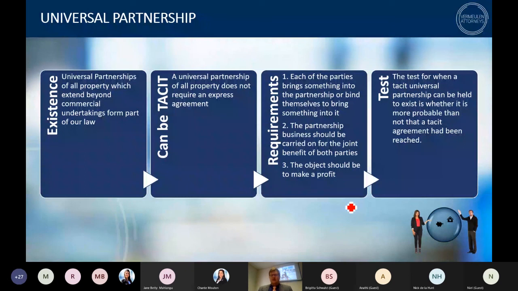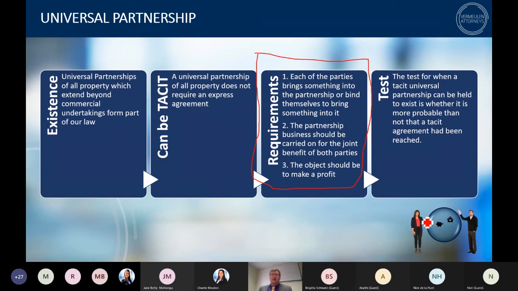This third block over here is the most important thing that you must remember on universal partnership. These are your requirements. Mediators, attorneys, these are the questions that you're going to lead and ask your clients in mediation or in a consultation setting. Did each of the parties bring something into the partnership or bind themselves to bring something into it? Something does not have to be something tangible. It can be a skill. It can be labor. It can be whatever the case may be.